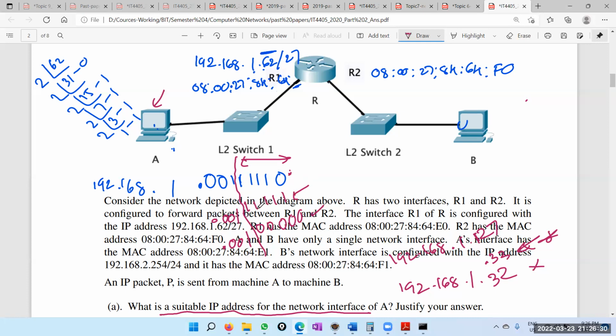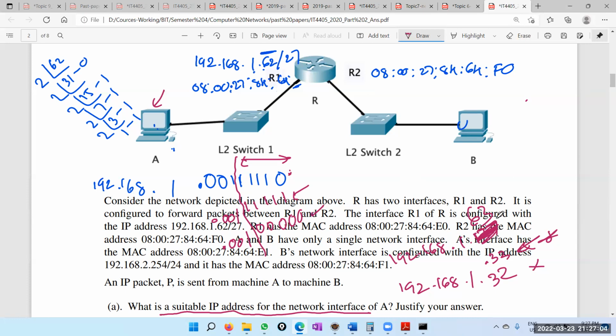1, 2, 4, 8, 16, 32, 64. Yes, 63, because 64 we can't use. 64 minus 1 is 63. Yes, not 127, 63. Okay. 63 is the broadcast ID, so 63 we can't use. And 62 is already assigned, so therefore 62 also we can't use.